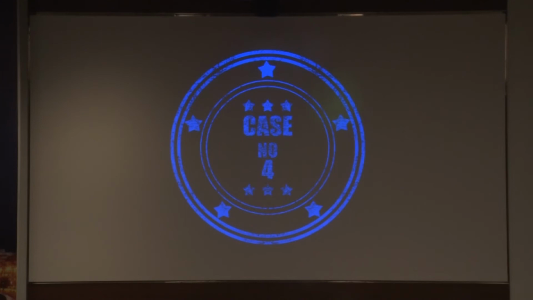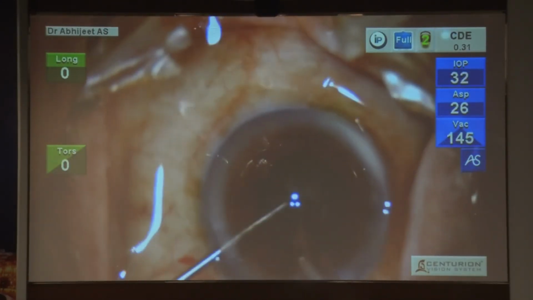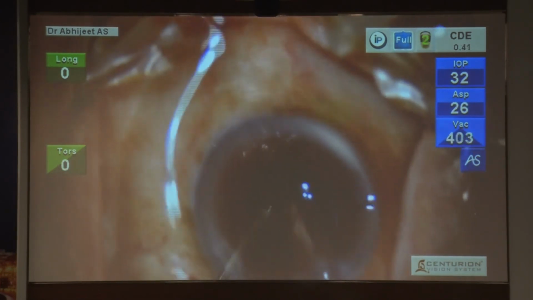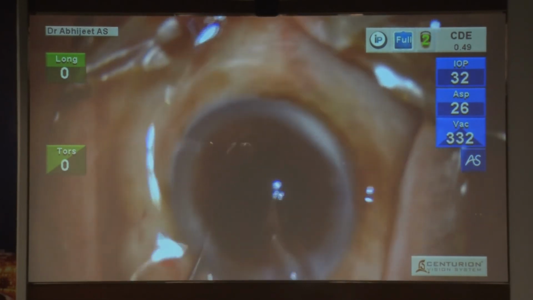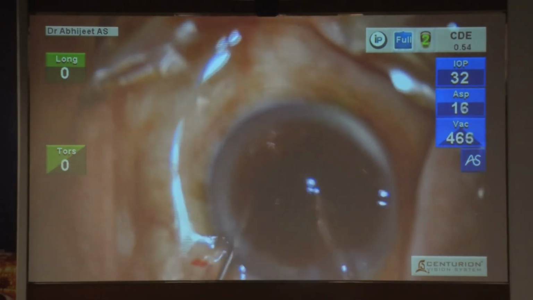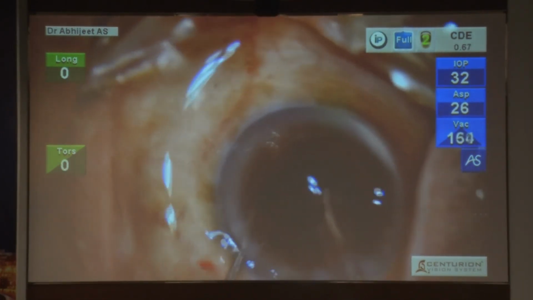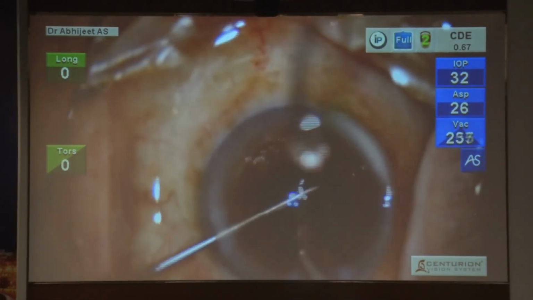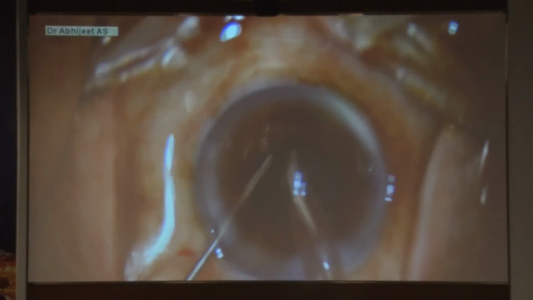Now we have this case number 4. I had operated his first eye, small pupil, and I was confident, it went very well, not going to happen, let me not put any pupil expander. And I'm going very confidently, everything is going fine. And now suddenly I feel a giveaway and there's a surge there and some part of the nucleus starts tilting. So I slow down.